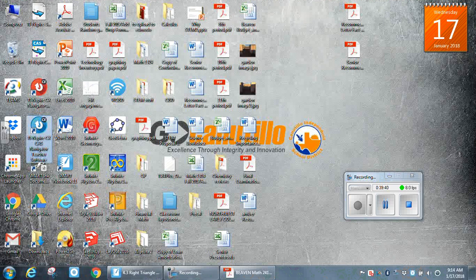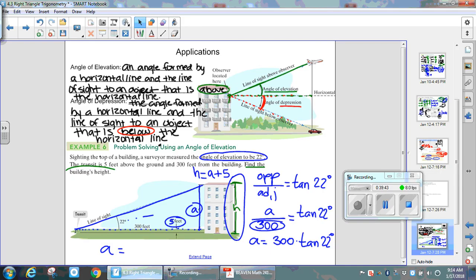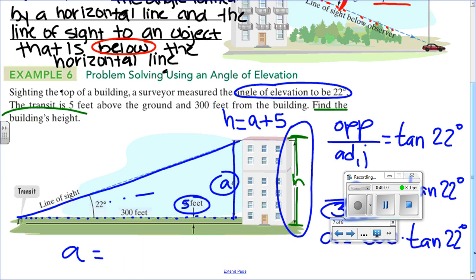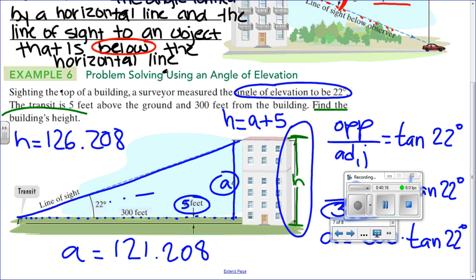Okay. Now that you have done that, you can go back to your calculator and type in 300 times tangent of 22. So what did we get from there? 121.208. Very good. And so now to find the height, we're going to add 5 to it. So that would be 126.208. We're talking about feet, right? Yes? Do we confirm? Yes?